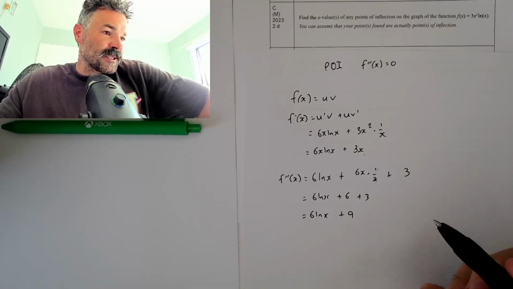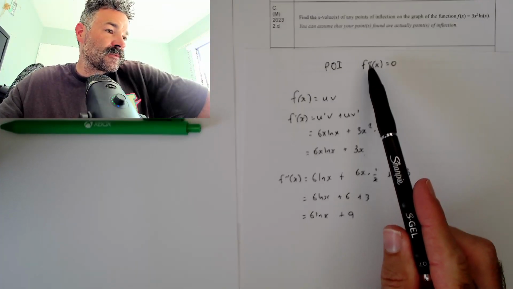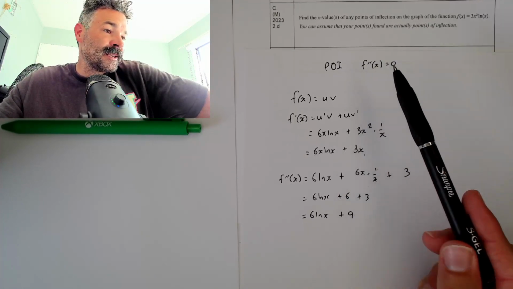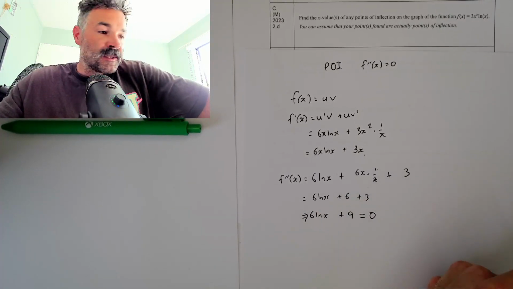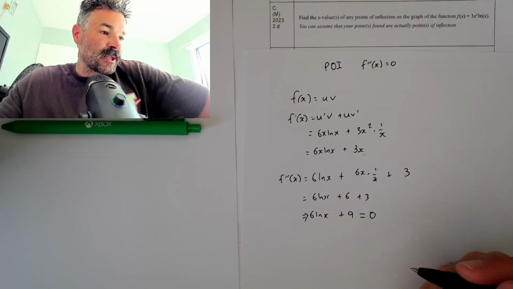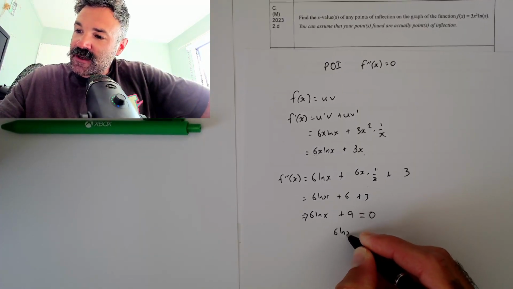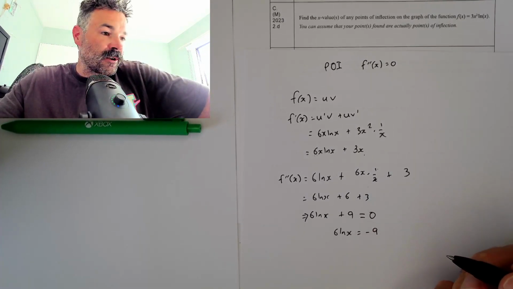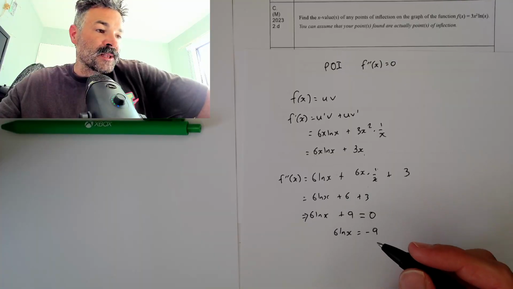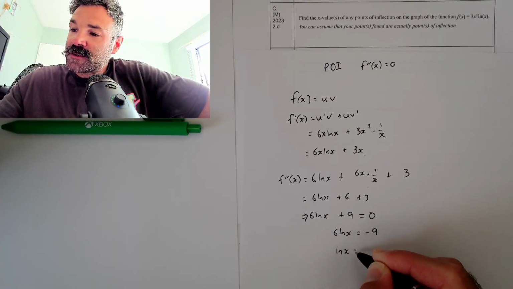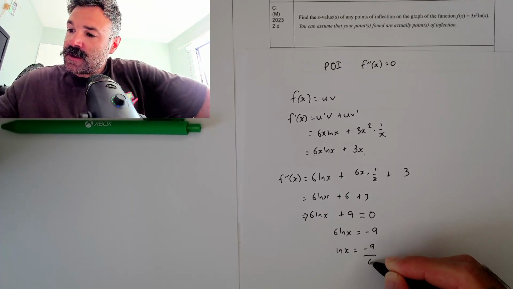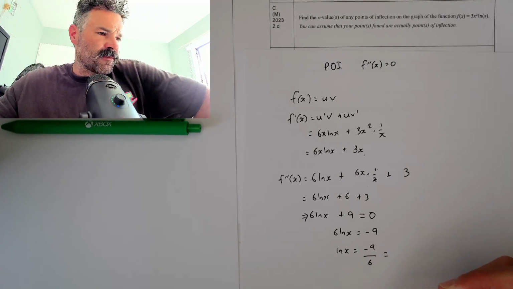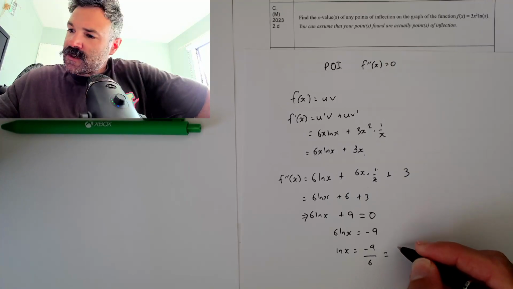All right, so that's our second derivative, and our point of inflection will happen when this is equal to 0. So now we're trying to solve 6 ln of x plus 9 equals 0. So 6 ln of x is equal to negative 9. Move that 9 over, divide through by the 6, and we end up with ln of x equals negative 9 over 6, which simplifies, dividing both by 3, to negative 3 over 2.